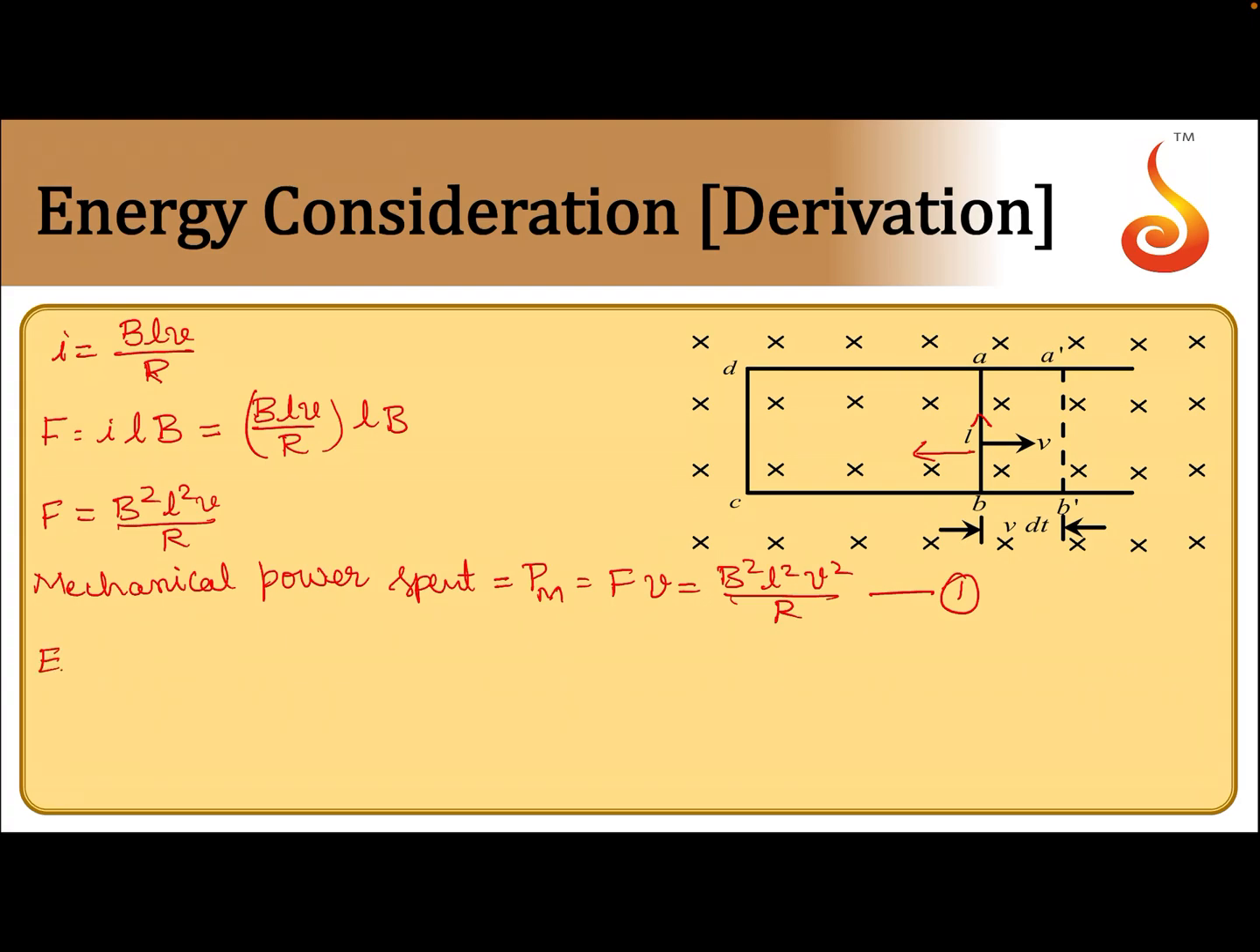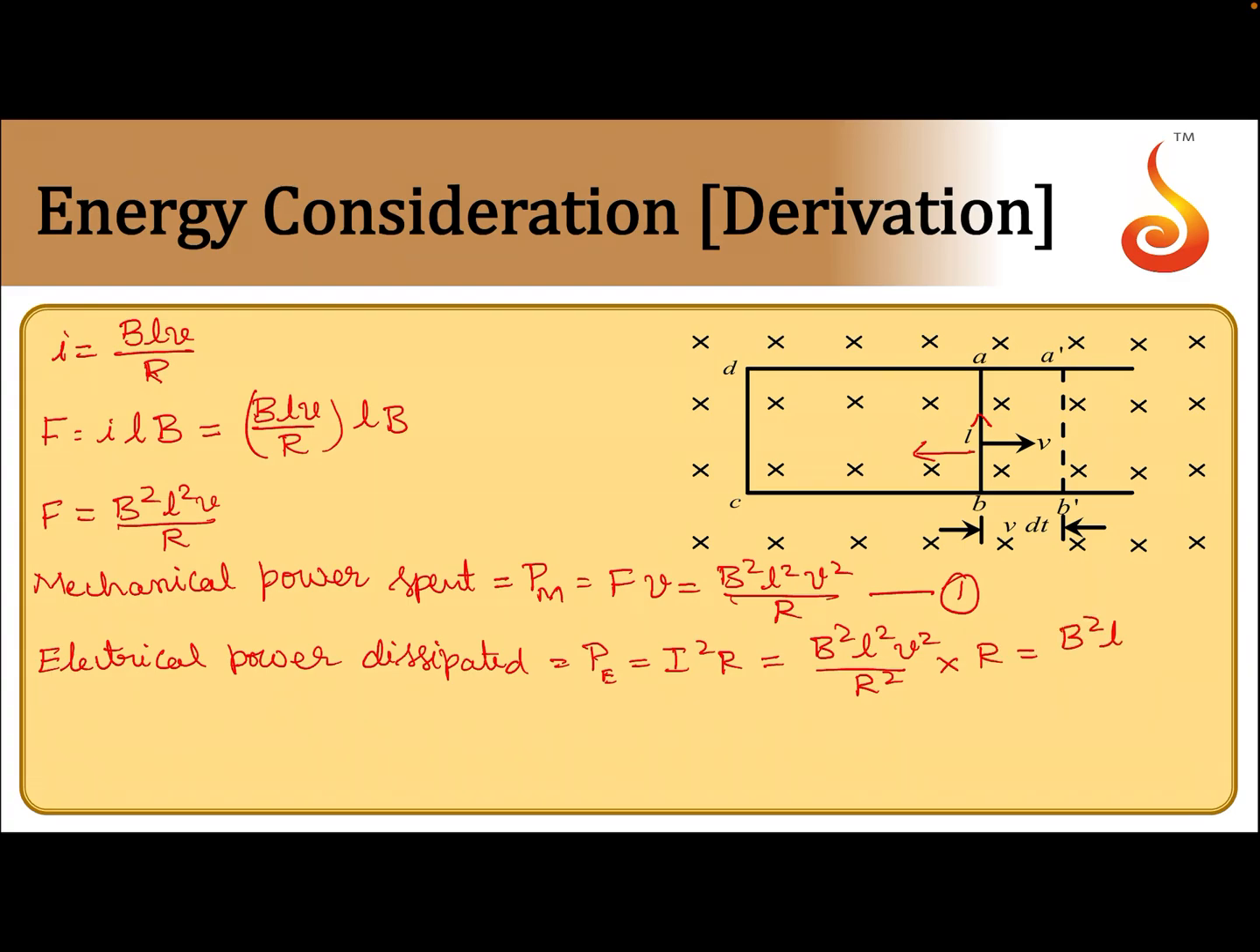Now the electrical power dissipated in the circuit, I'll call it as PE, electrical power, should be I square into R. Here I is the small letter i, so it should be B square L square V square divided by R square into R, that is equal to B square L square V square divided by R. Call it as equation 2.